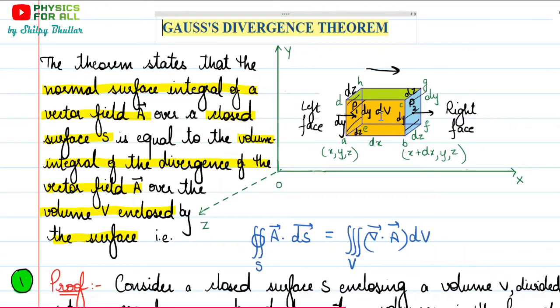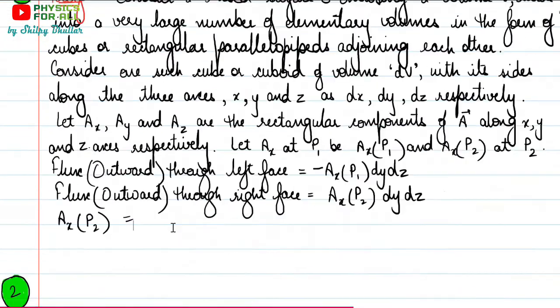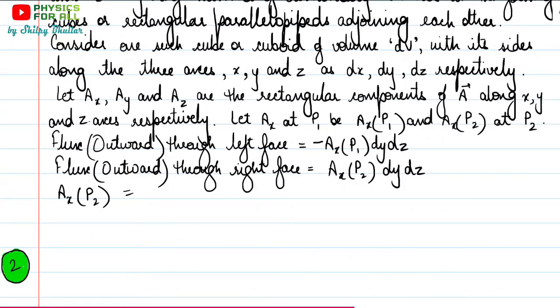Here there is no middle point. We have just 2 points, P1 and P2. If we know the value at P1, we can find the value at P2 only if we know what is happening in between. So we are concerned with what is happening in between when it is going from P1 to P2. So let's write down. AXP2 can be written as the value at P1, which is AXP1, and the change that is happening.